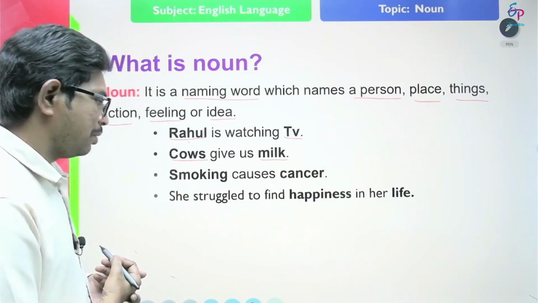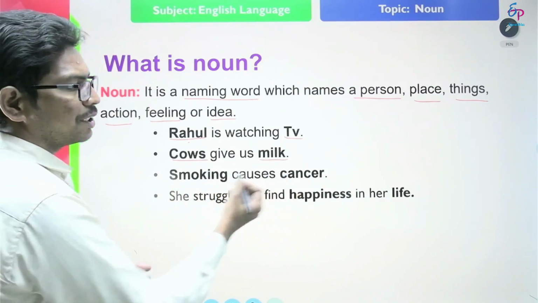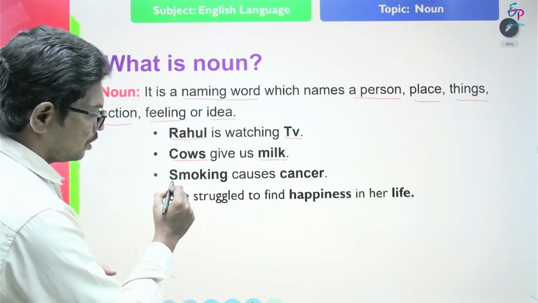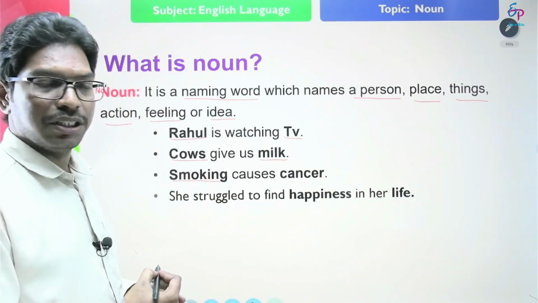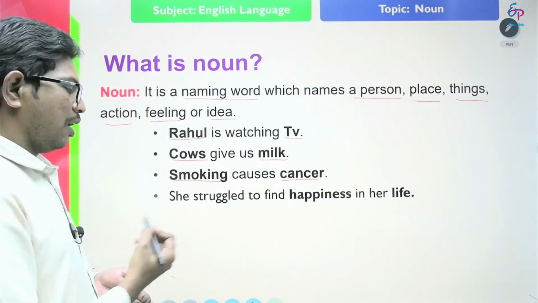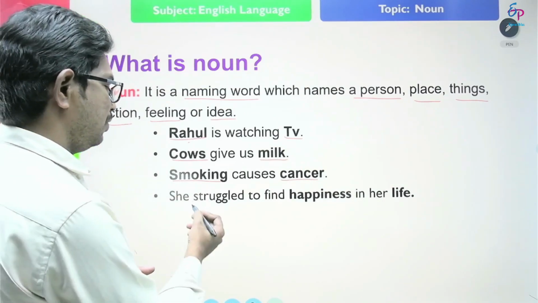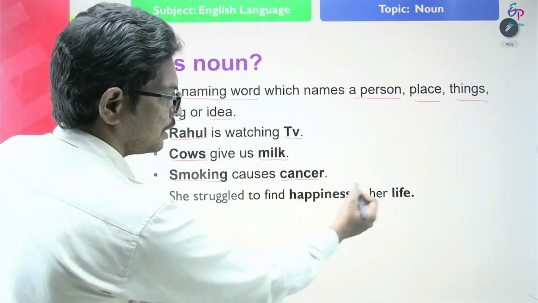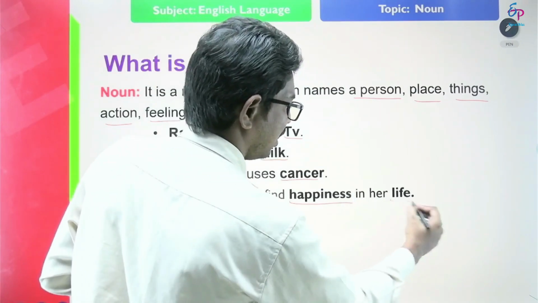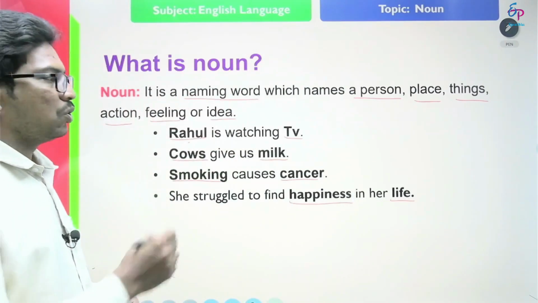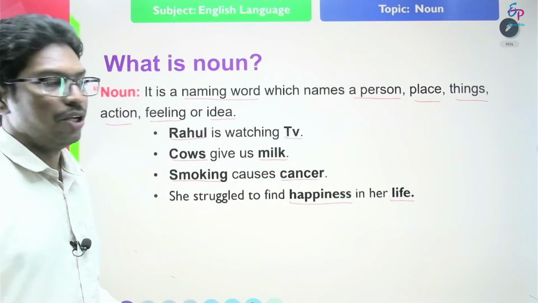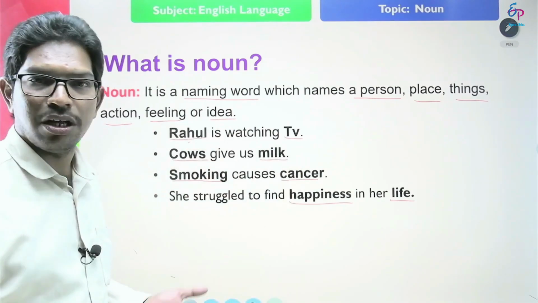Look at another example. Smoking causes cancer. In this example, smoking is the name of the action and cancer, it is the name of a disease. Next, she struggled to find happiness in her life. In this sentence, happiness and life are called nouns. So what is a noun? It is a naming word which names a person, place, things, etc. Without a noun, there is no sentence at all.